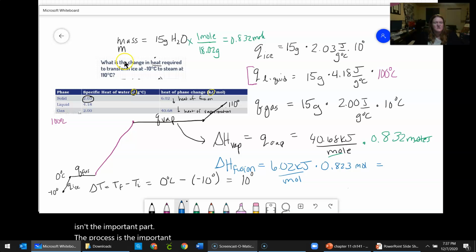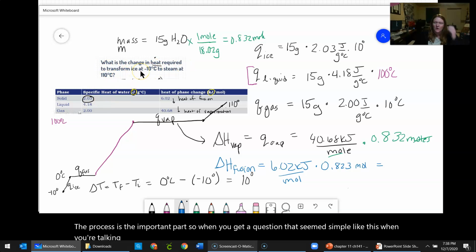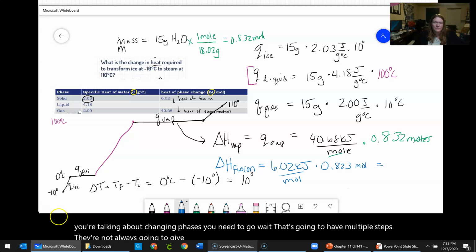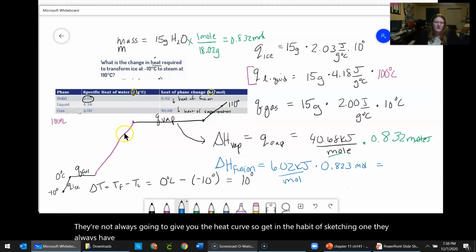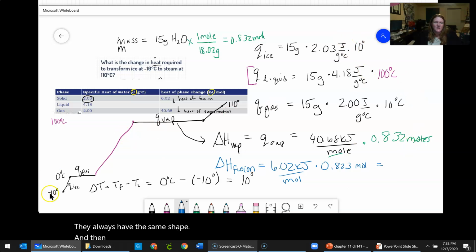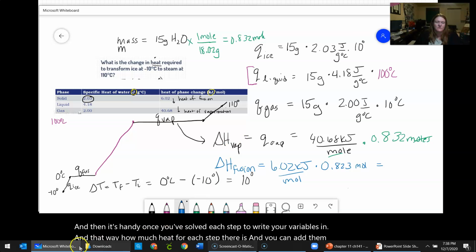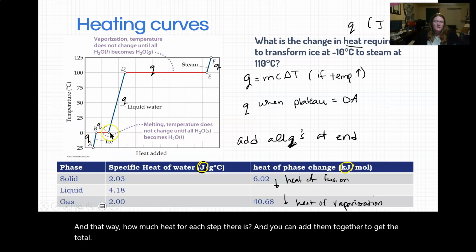So when you get a question that seems simple like this, when you're talking about changing phases, you need to go, oh, wait, that's going to have multiple steps. They're not always going to give you the heat curve. So get in the habit of sketching one. They always have the same shape. And then it's handy once you've solved each step to write your variables in. And that way you know how much heat for each step there is, and you can add them together to get the total. So that's a heating curve problem.